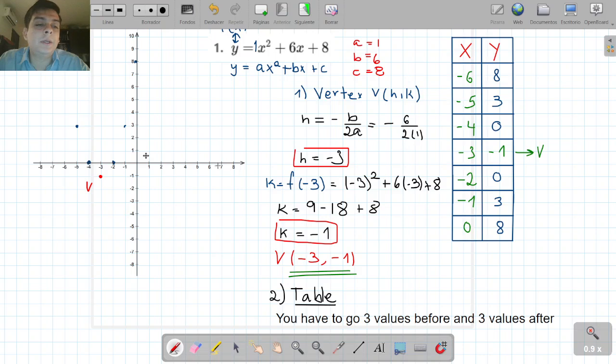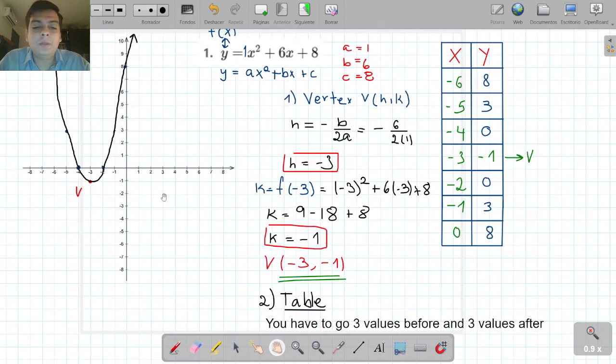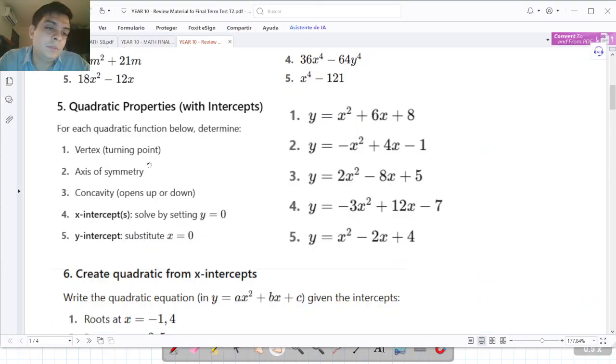Now with all these values, what we are going to do is to join all these points. Sorry for my bad drawing, but as you may see, this is going to be our parabola. That is the name of this shape of the graph. And that is the graph. Alright. In this case, what we have done was number 1. And we did a graph.